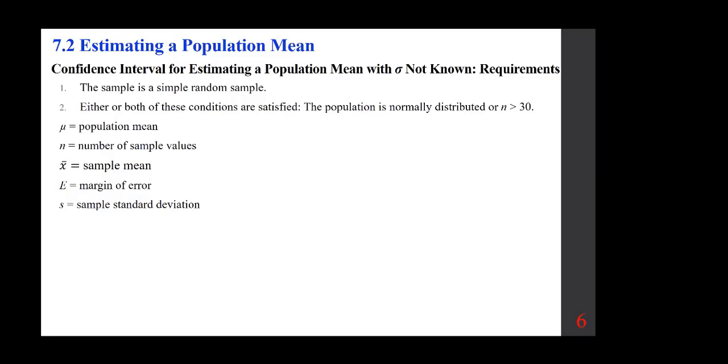The requirements, again, we're going to repeat that. The sample is an SRS, short for simple random sampling, and it's either normally distributed or n is large.